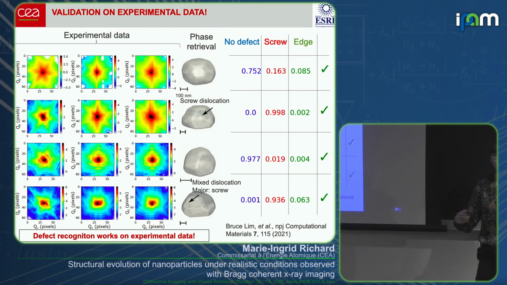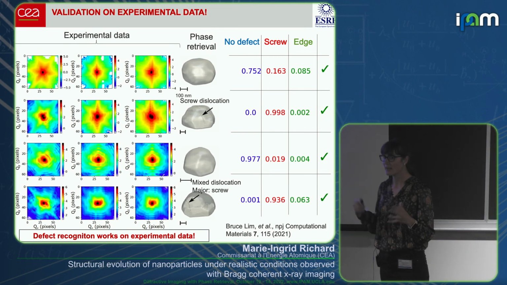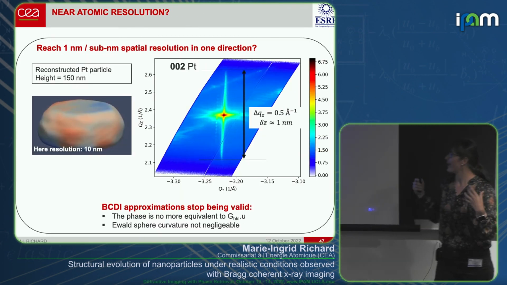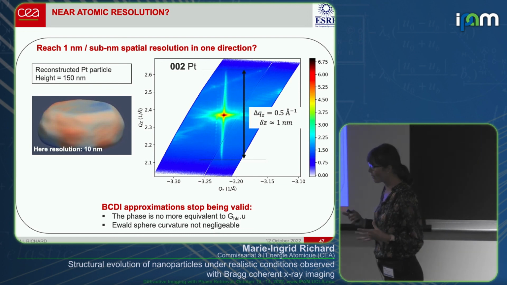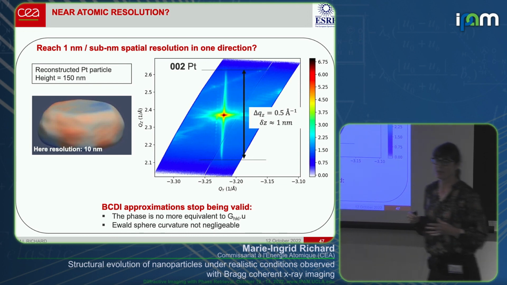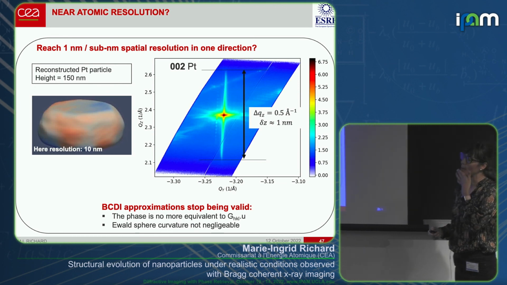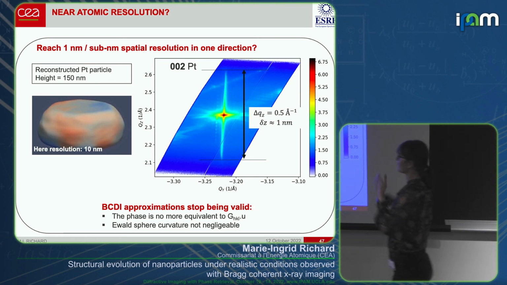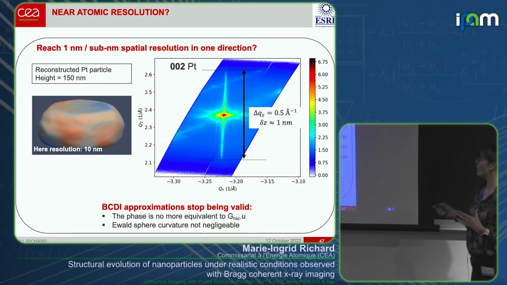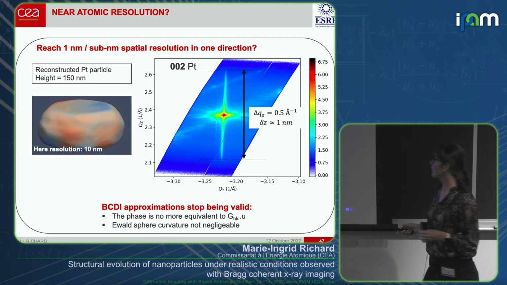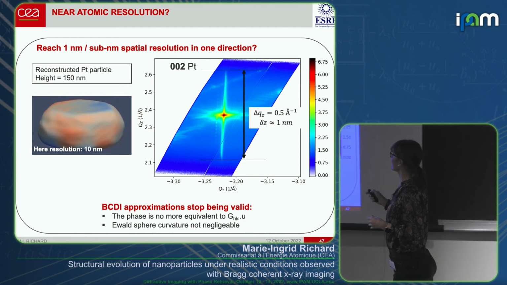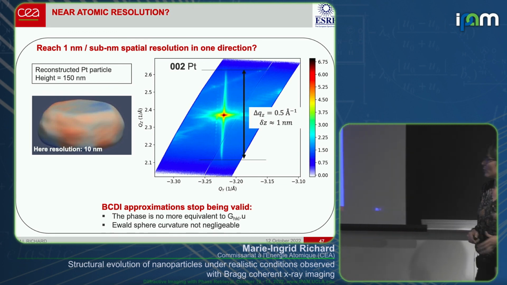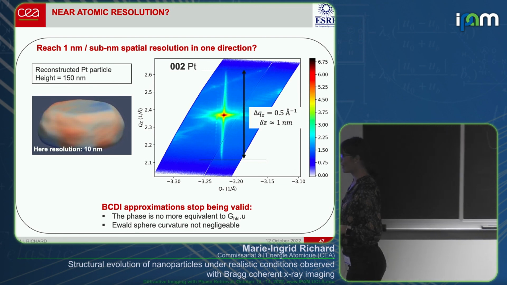Now we are playing with 2D planar defects, and it seems to work quite well too. Then we are working to approach atomic resolution with our new X-ray beam. I won't tell you a lot of things, just that with the new X-ray beam we can now measure quite far in reciprocal space. With the extent that we are measuring, we expect a resolution of about 1 nanometer. So we are working in this field.